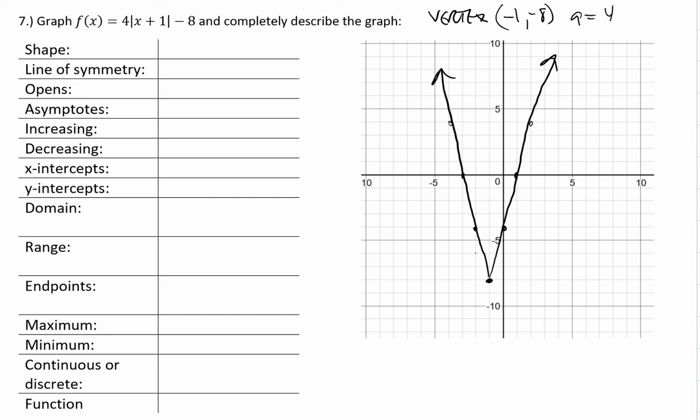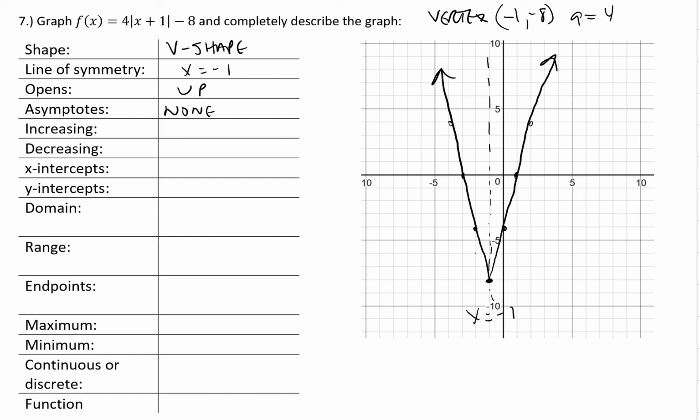All right, so there is my absolute value. The shape is a V. The line of symmetry is going to be right through the middle, and we always use a dotted line to show where that is. And so this is x equals -1. It opens up. There are no asymptotes, so we'll say none.